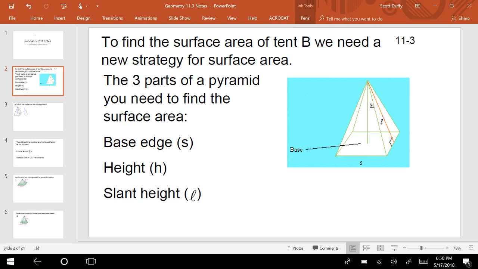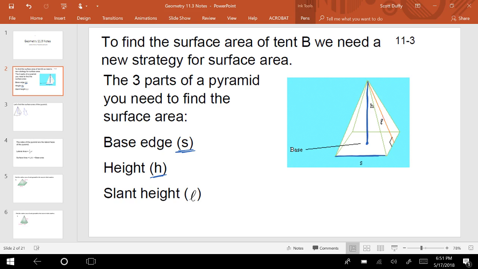To find the surface area of a pyramid, you need three parts. One is called the base edge. We will label this S. Base edge is the length of one of the edges of the base that it sits on. We also need to know the height, which is the height going straight from the center of the base to the top vertex.